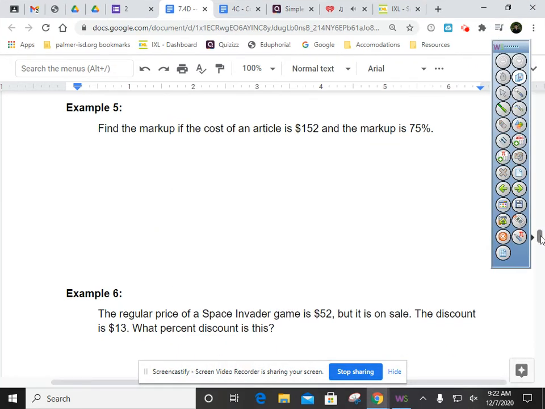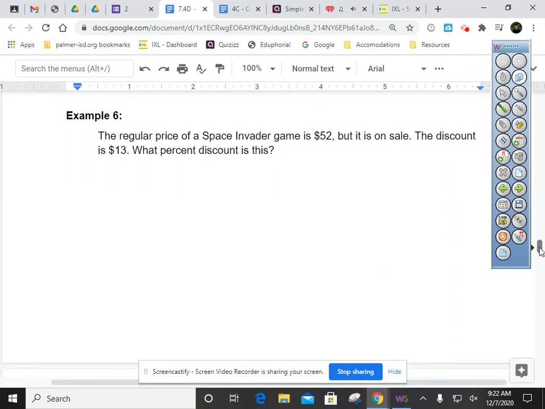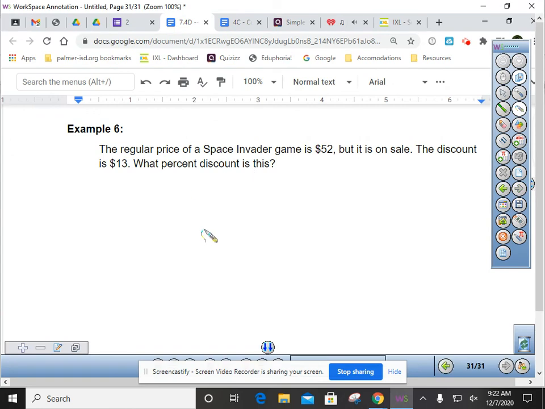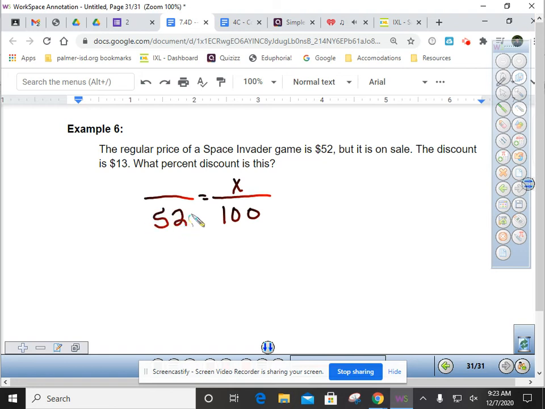We are going to do example 6. The regular price of a Space Invader game is $52, but it is on sale. The discount is $13. What percent discount is this? What's it asking you to find? The percent, right? What do you write? A proportion. What goes above 100? Good. And beside it? And above it? Perfect. Is everybody with me?